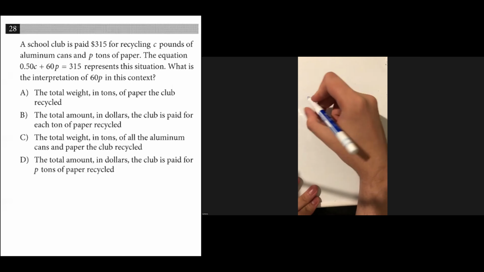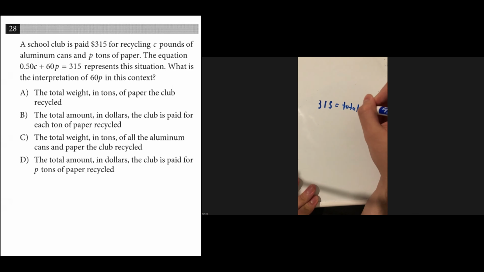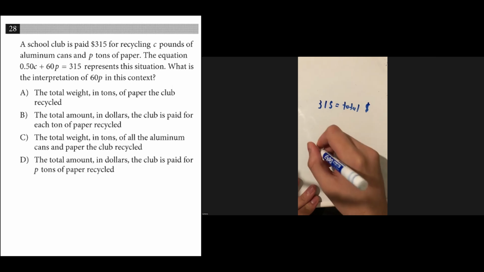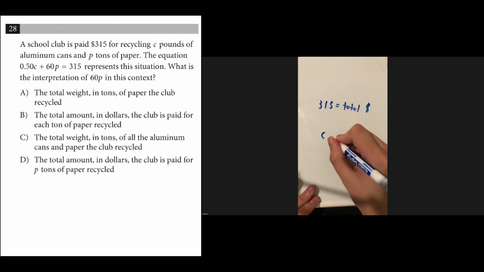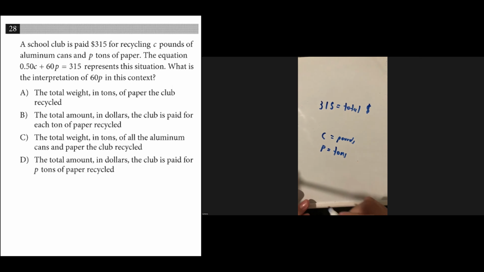Okay, so for this one, we know that 315 is the total price. We know that C is in pounds, and we know that P is tons. And so the equation is 0.5C plus 60P equals 315. And so we know that 315 is the total money.